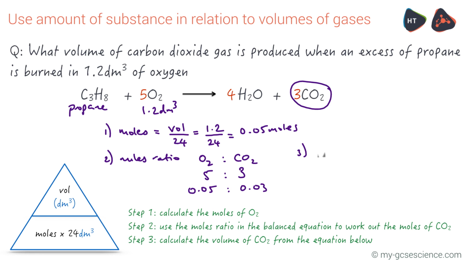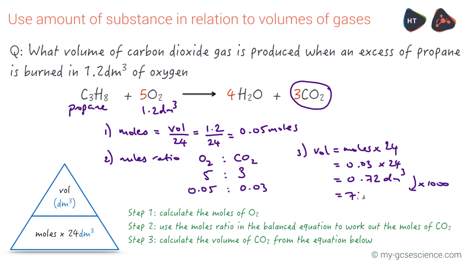So step 3, volume equals the moles times by 24. The moles is 0.03 as we just worked out, times that by 24, and we get 0.72 decimeters cubed. If you wanted this in centimeters cubed, of course, you times by 1,000, and you get 720 centimeters cubed. And that's all you need to know about gas volumes.